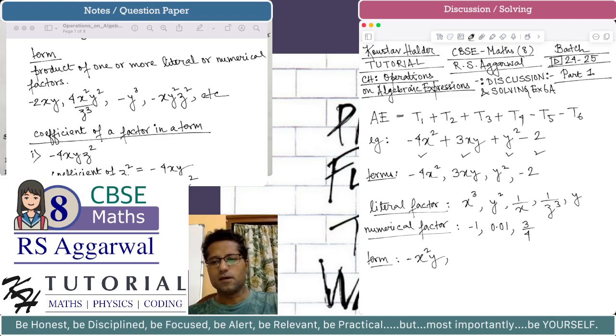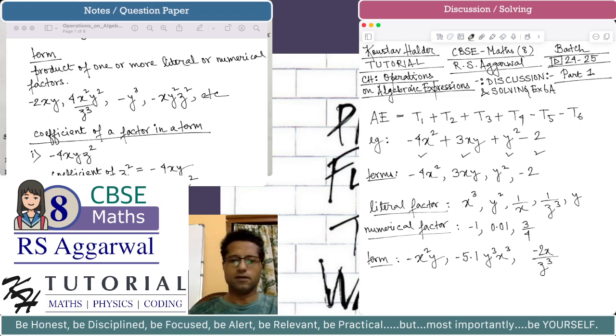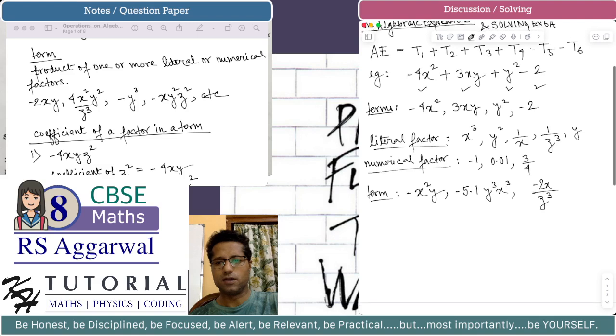Let's say minus 5.1 y cube x cube is also a term. I can have minus 2x by z cube. These are all terms.